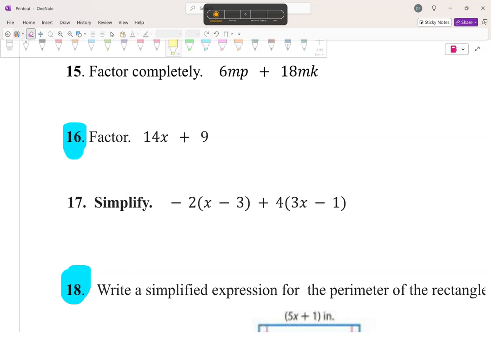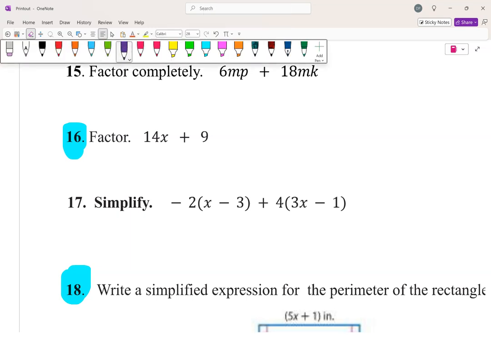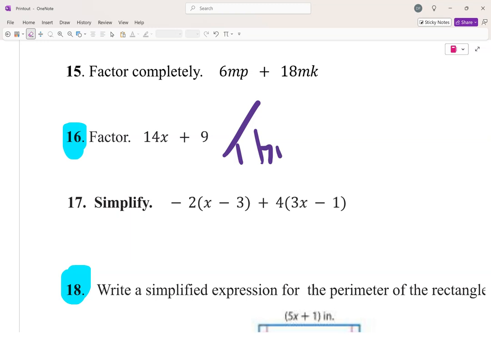Okay, and 16 is a trick question. What's the answer? Who wants to say it? This cannot be factored. This is the answer. Thank you, everybody who said it. This cannot be factored.